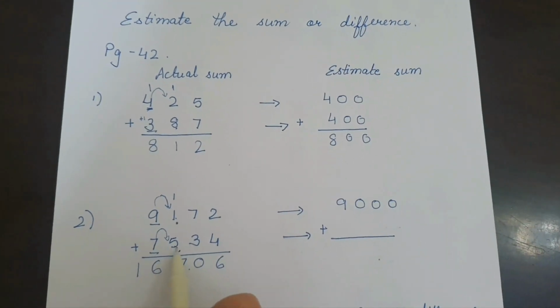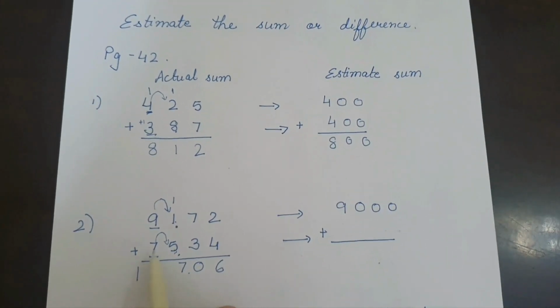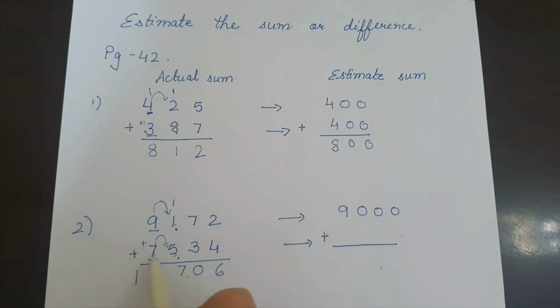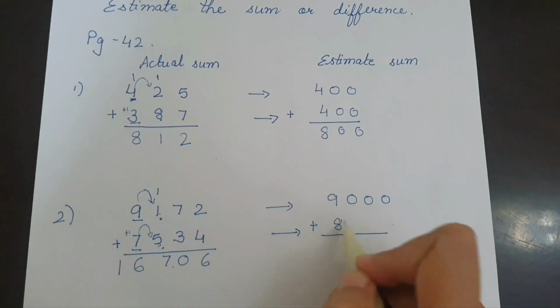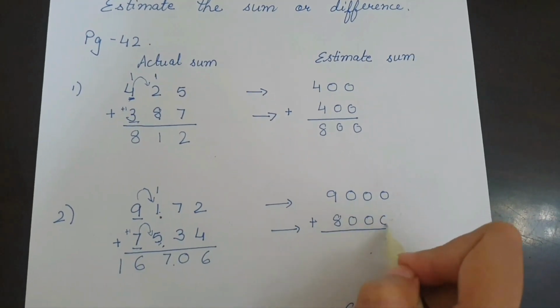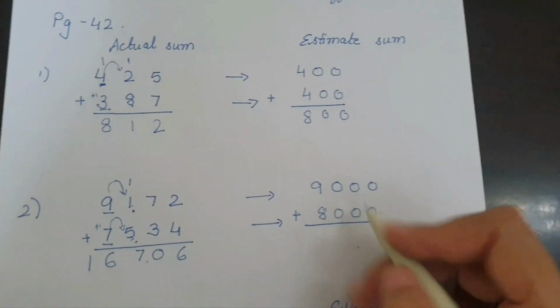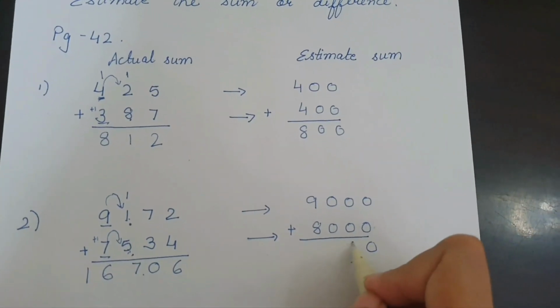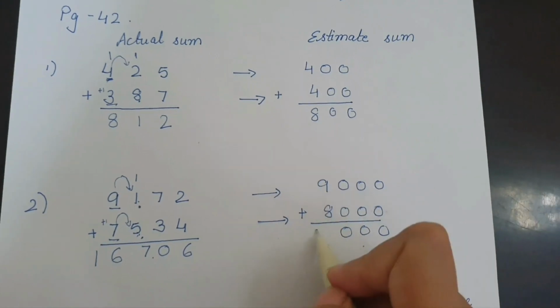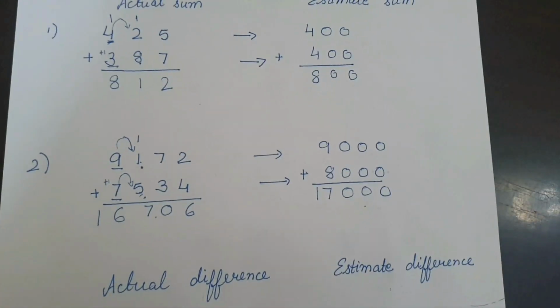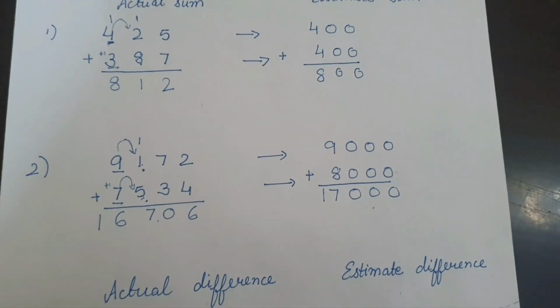5 will go towards the higher side. So in 7 that means plus 1, 8. So the estimate will be 8,000. Fine. Now let us add this. 0, 0, 0. 9 plus 8 is 17. So 17,000 is your estimate sum.